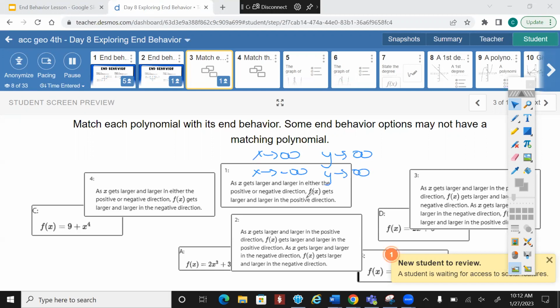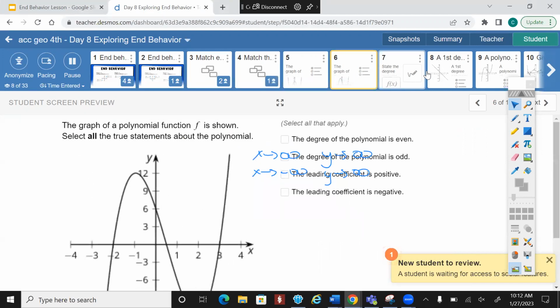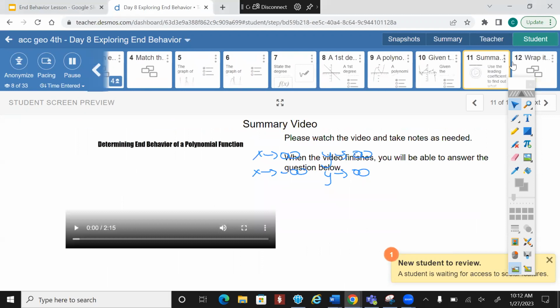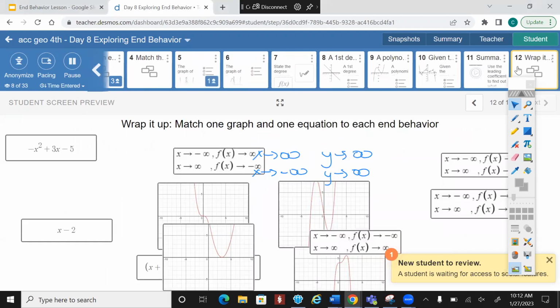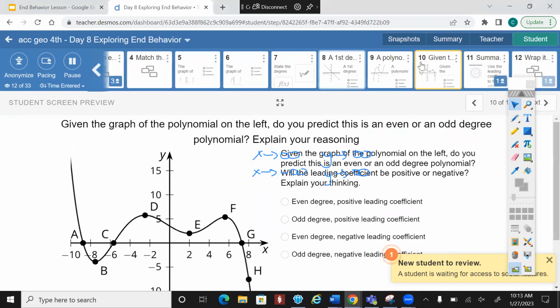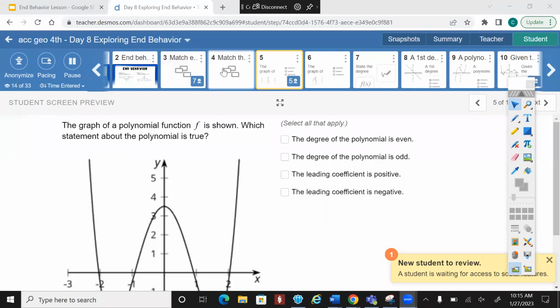Okay. So I would like for you to get to slide 10 and we should be good. Go ahead and take a little bit of time. You're working on that.